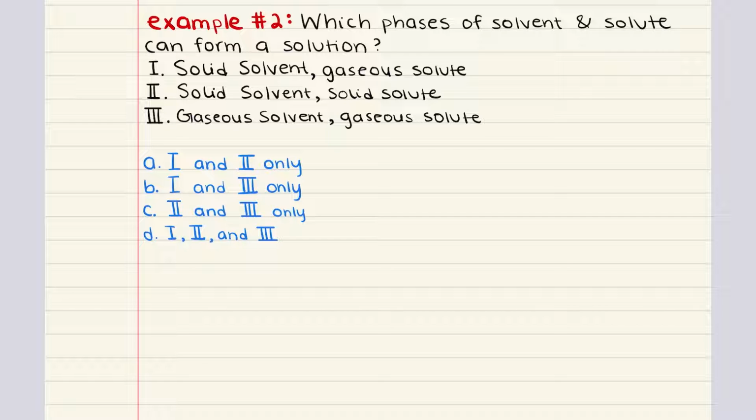Now, this problem is asking us which of these combinations of phases of solvent and solute can form a solution. To solve this problem, we need to understand the basic principles of solution chemistry, where a solution is defined as a homogeneous mixture of two or more substances.